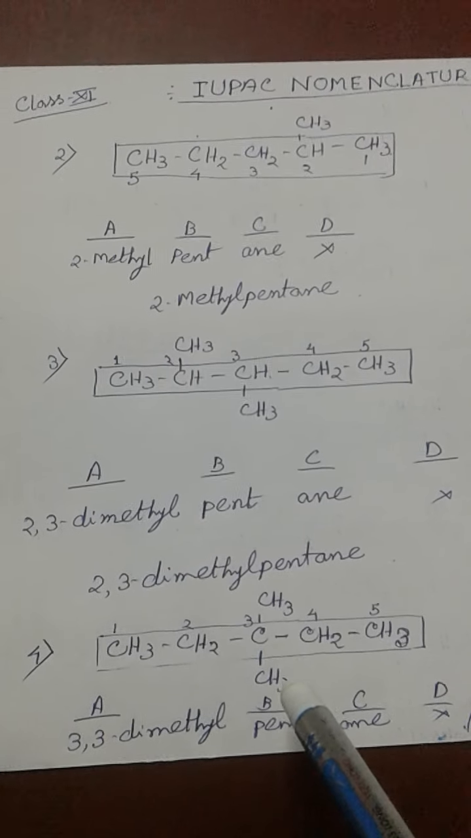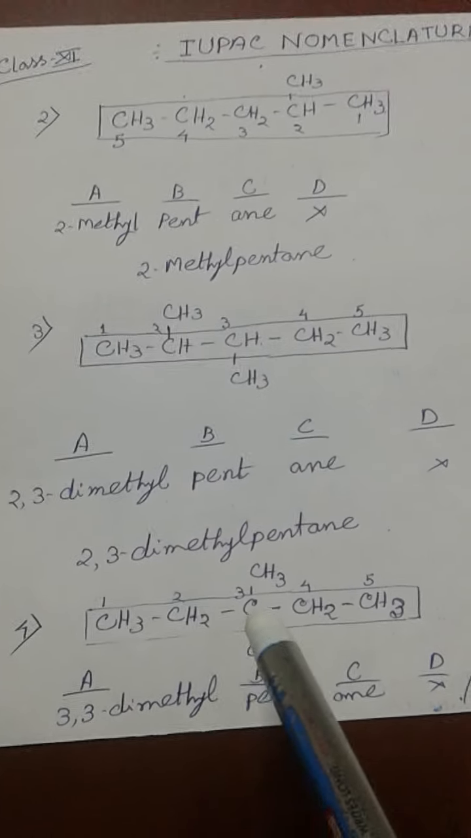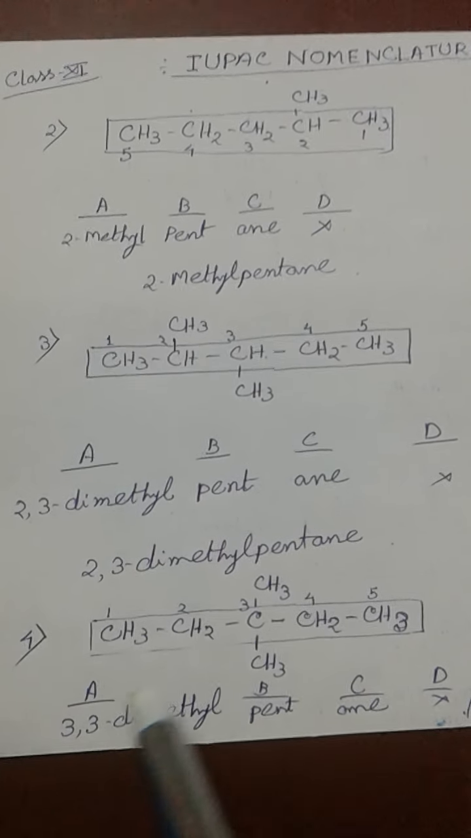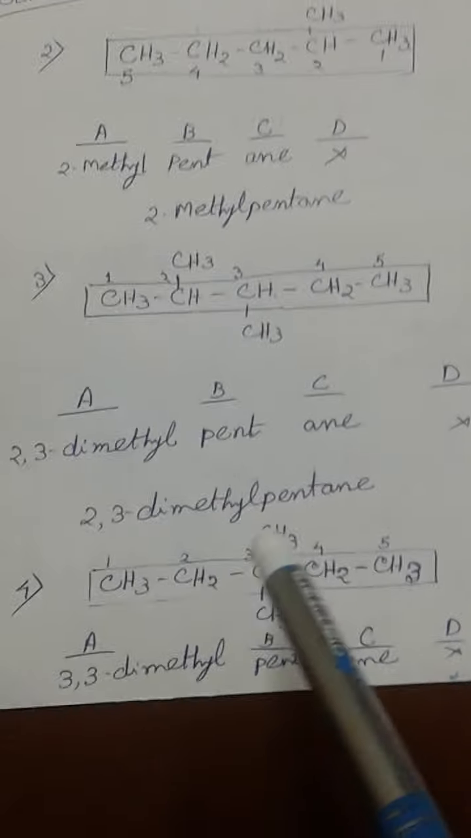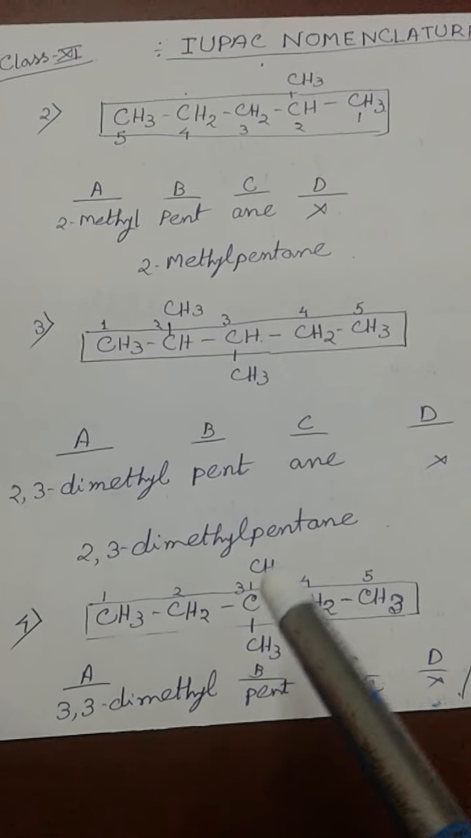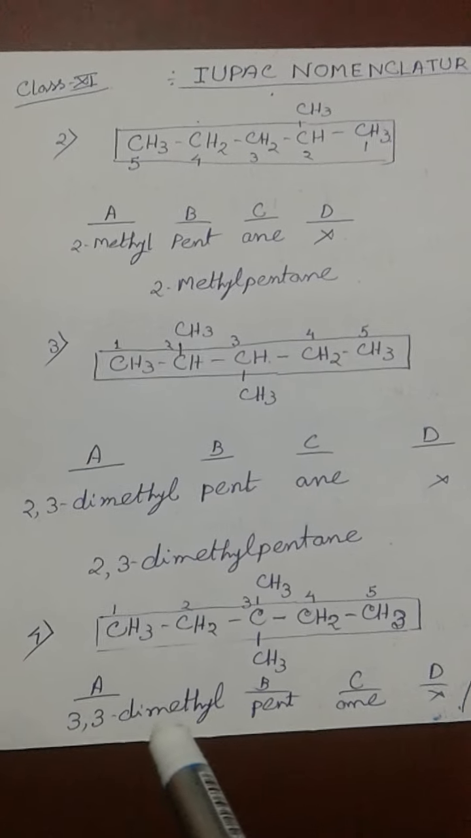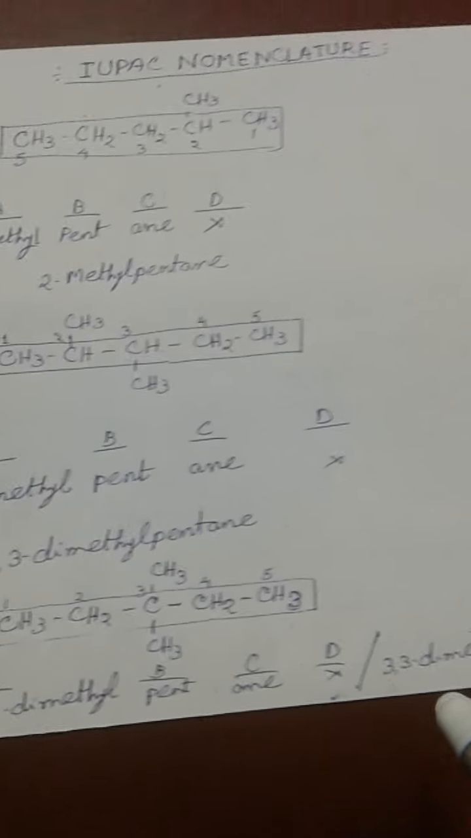Here is another example, and both side chains are present on the same carbon, so the locant is repeated twice, because the 2 side chains are present on carbon number 3 of the main chain, so 3,3-dimethylpentane, so the total name is 3,3-dimethylpentane.